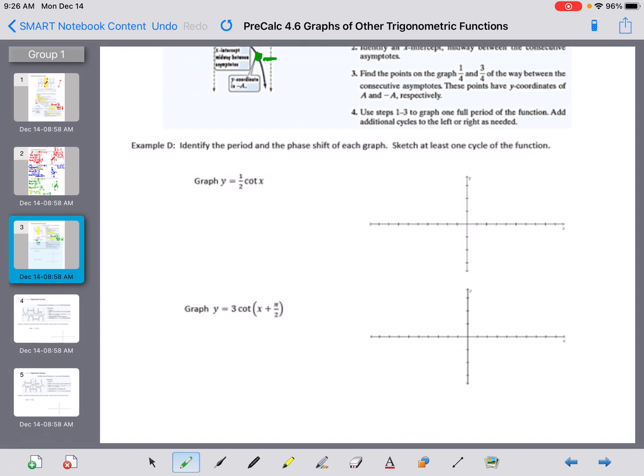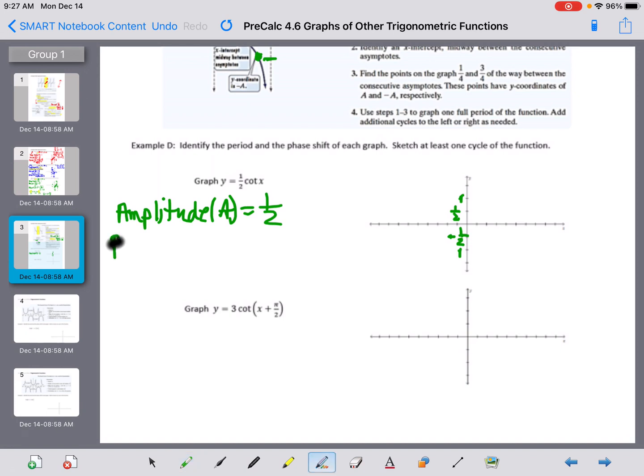So the first one here, I'm going to graph y equals 1/2 cotangent x. Okay, so my A, my amplitude, is 1/2, okay? So if this is 1 and this is -1, I get a 1/2 and a -1/2. It helps if I scale these consistently, doesn't it? Okay. So remember, my amplitude is 1/2. That's going to affect the points that I draw kind of at the end.